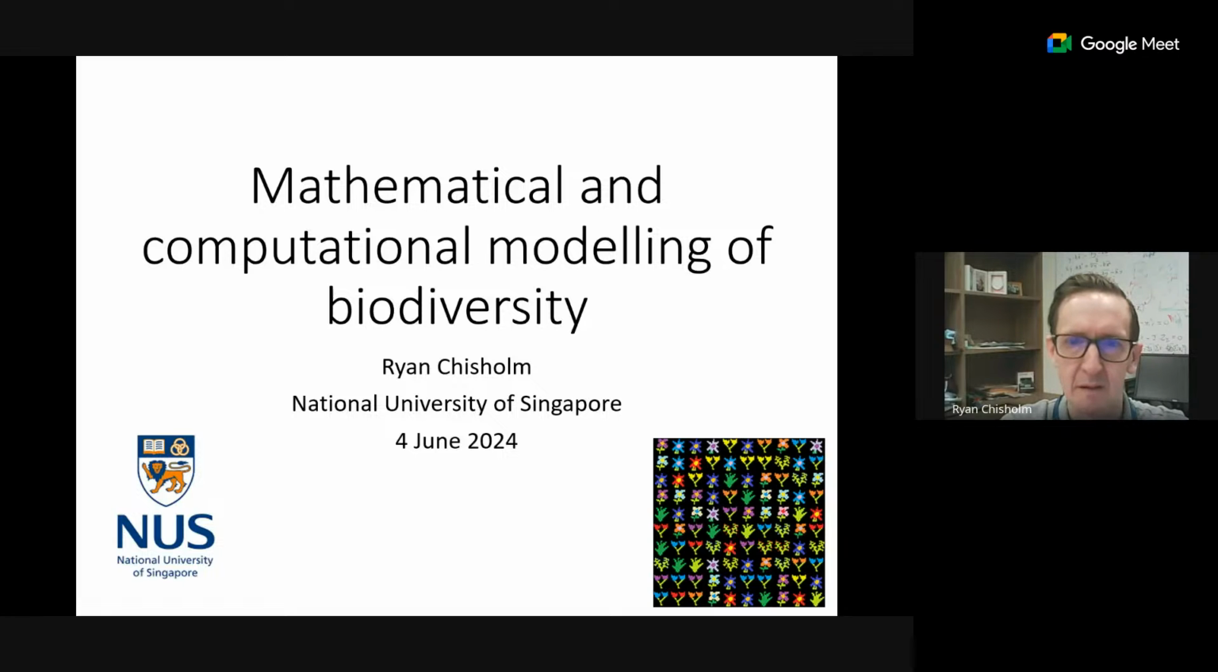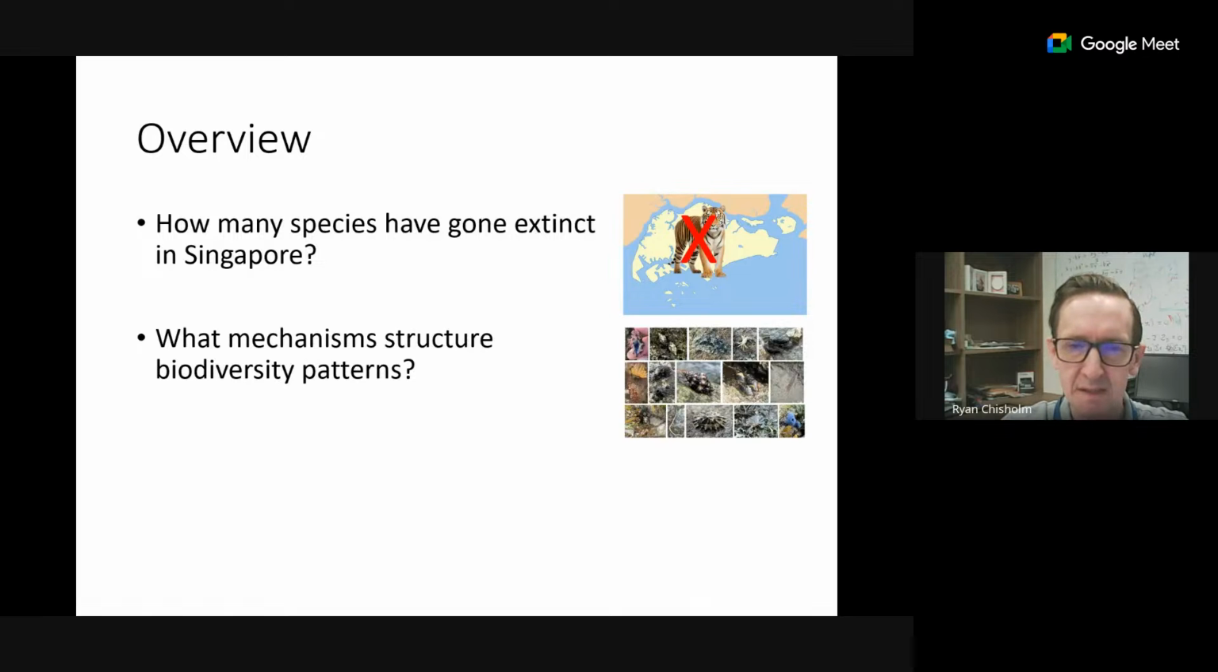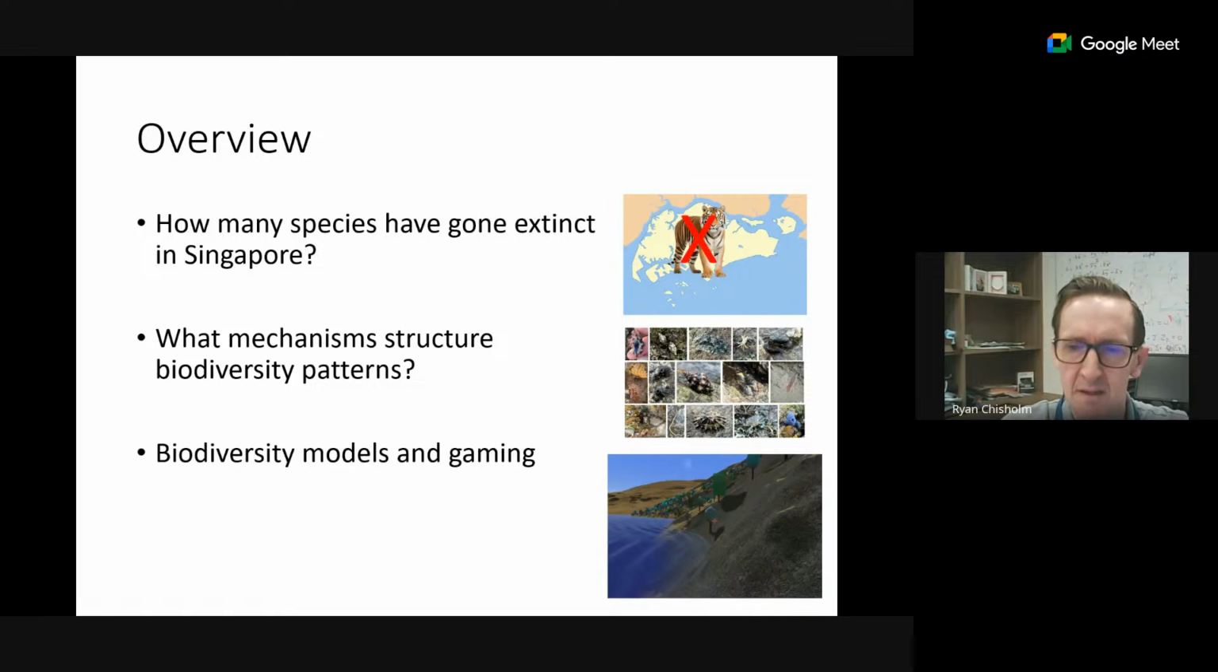I'm at the National University of Singapore, and I'm going to talk about mathematical and computational modeling of biodiversity. I want to talk about three interrelated topics today. The first is a quick one about a project we've been doing in Singapore on how many species have gone extinct here. The second is more about my fundamental research, a long-running program looking at the mechanisms that structure biodiversity patterns in nature. And the third, which I thought might be interesting for this audience, is about potential applications of the kind of biodiversity models I work on to open world games and virtual reality.